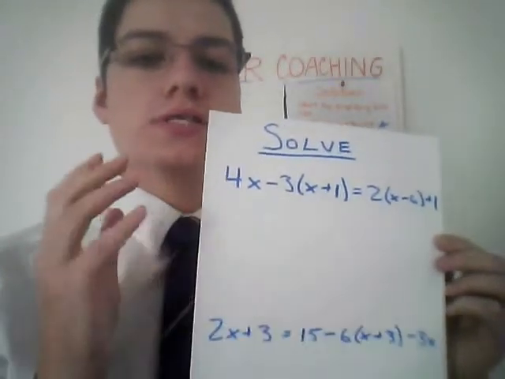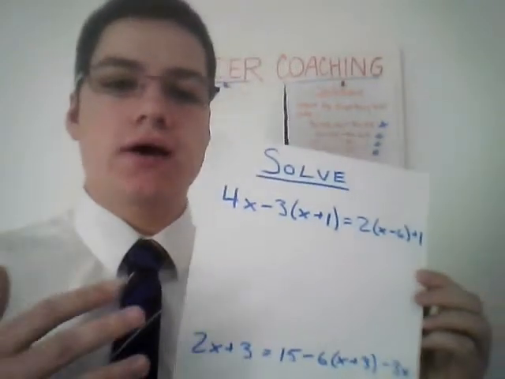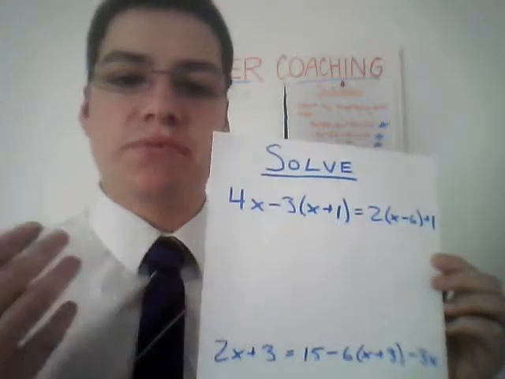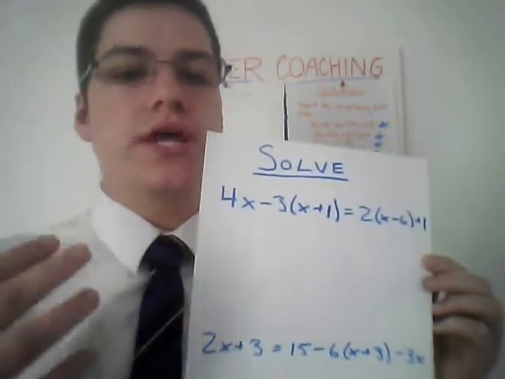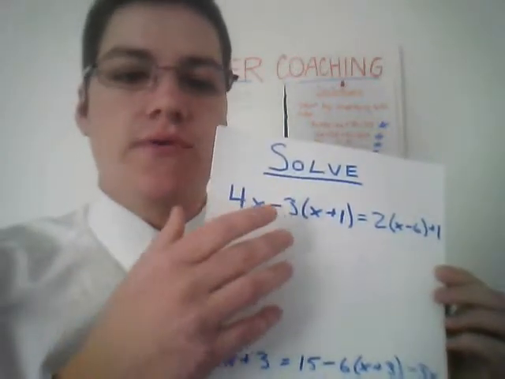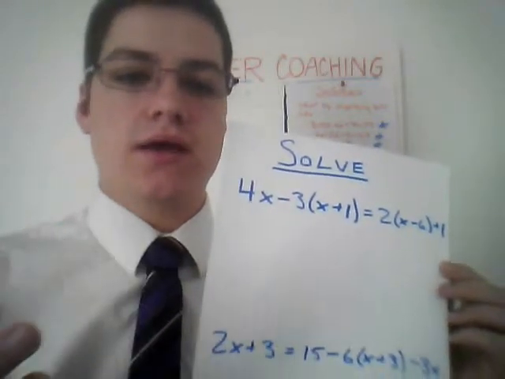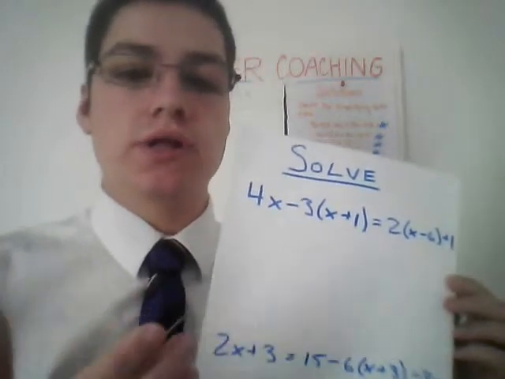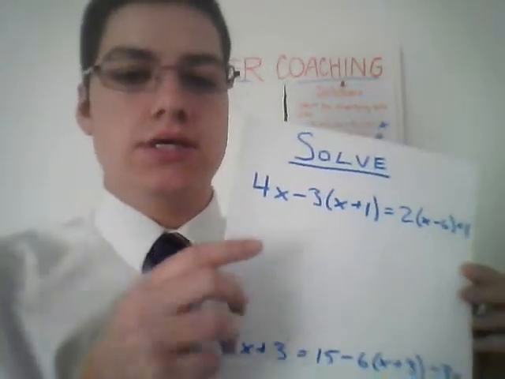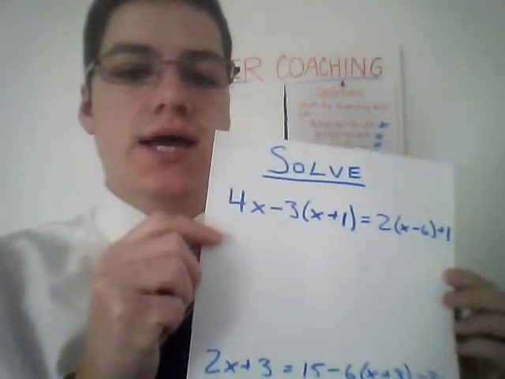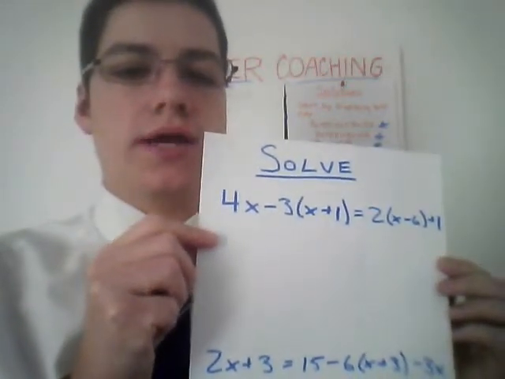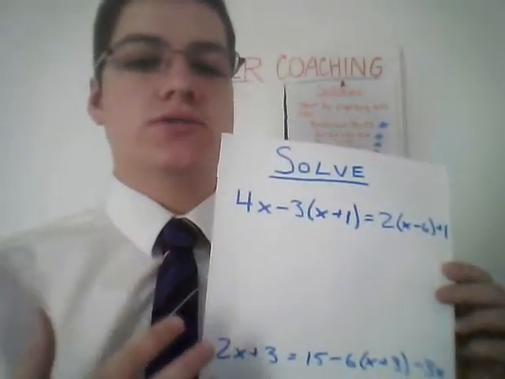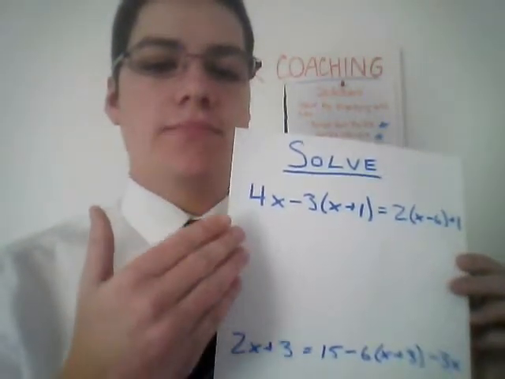Now as they're solving the problem, they want to be talking out loud as well. So as student A is solving this, the first thing would be to simplify both sides. Student A would be saying, well, it's going to be 4x minus, and then negative 3 times x plus 1 really equals negative 3x minus 3 on the left side, and on the right side, 2 times the quantity x minus 6 equals 2x minus 12. So they're going to say each step as they're doing it, and eventually they're going to get to the answer.